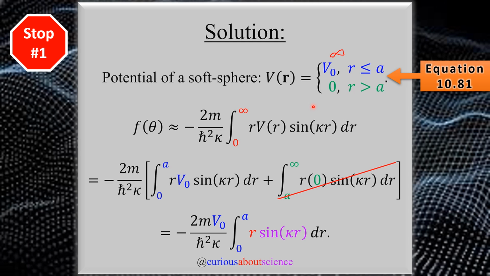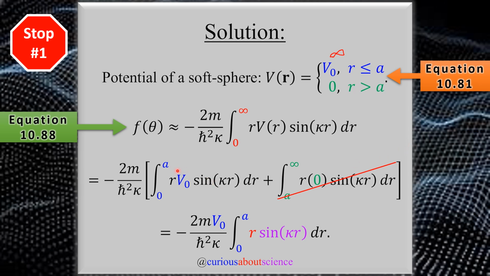Now, we need this potential in order to use equation 10.88, which gives us the scattering amplitude. Now, note that this integral goes over all space, so 0 to infinity for all of r. But note that our potential here is piecewise. So we want to split it up from 0 to a as color-coded, then a to infinity as color-coded, and then plug in each part respectively. Now, because the potential is 0 for a to infinity, this whole integral goes away and we don't have to deal with it.